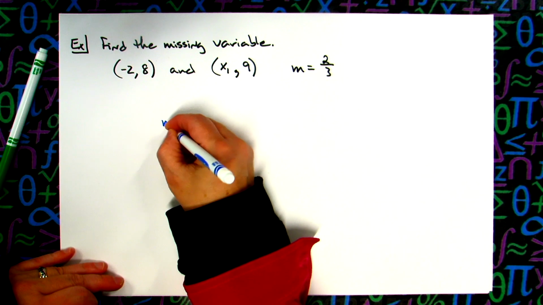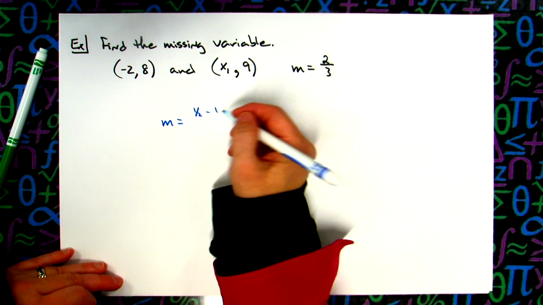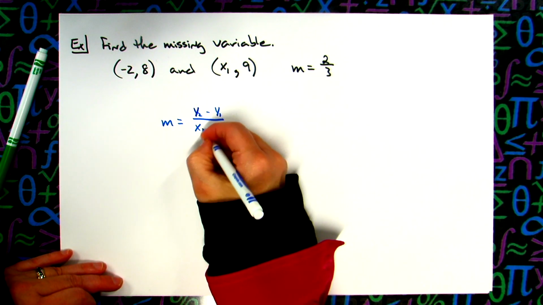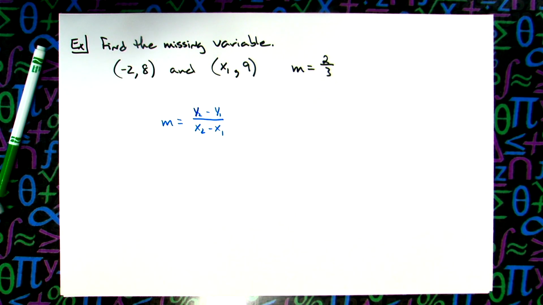The entire formula is m equals y sub 2 minus y sub 1 over x sub 2 minus x sub 1. All right, I'm going to write that whole thing out. All right, now let's go up and label things.